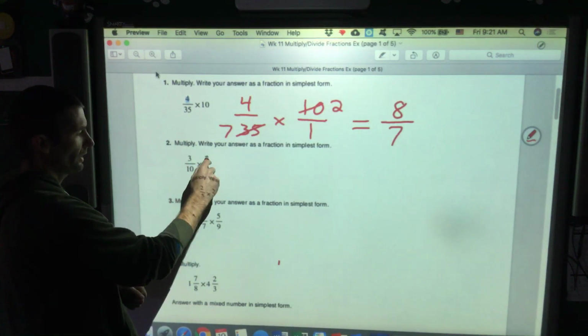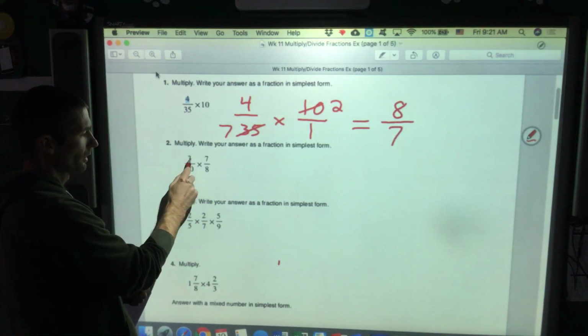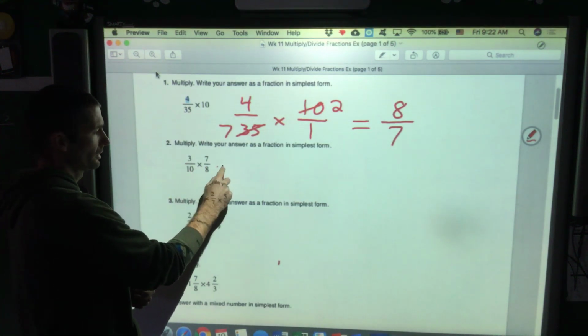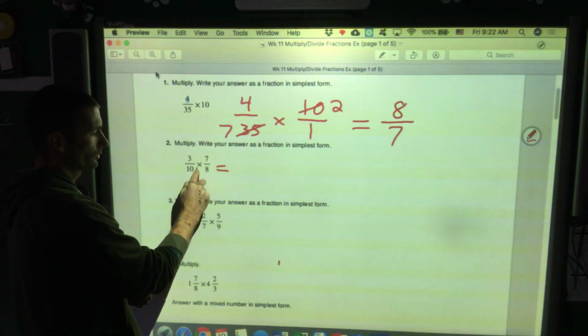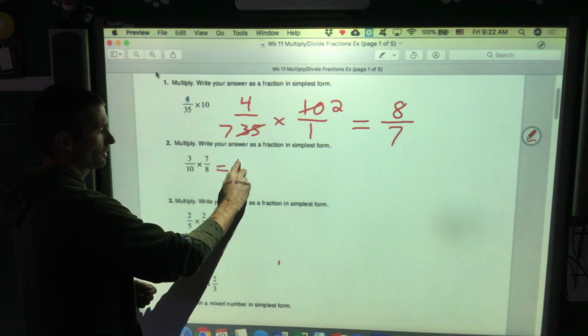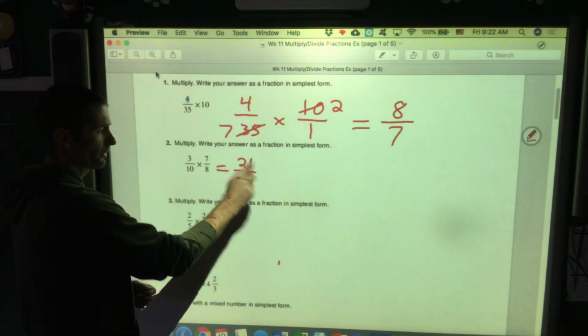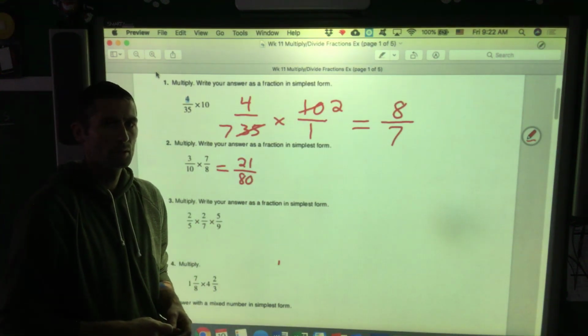3 over 10 is simplified. 7 over 8 is simplified. 3 and 8 cannot be simplified. 7 and 10 cannot be simplified. We only look at numerator versus denominator. So 3 times 7 is 21. 8 times 10 is 80. Since we couldn't simplify first, we can't simplify this either.